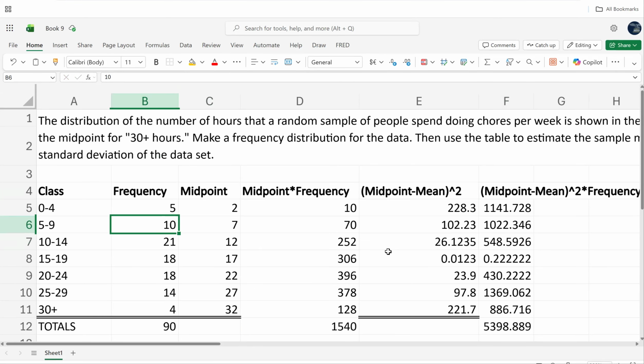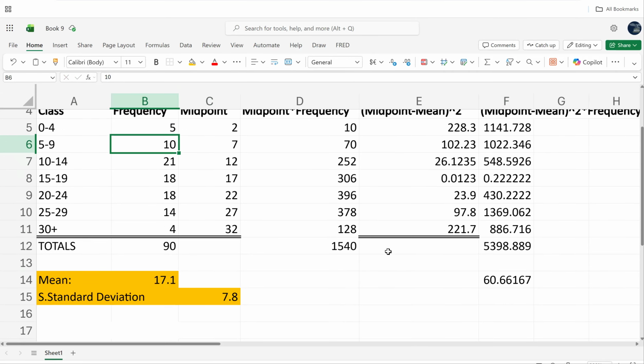So I think that's it for this question. That's it. We have the mean, we have the sample standard deviation.